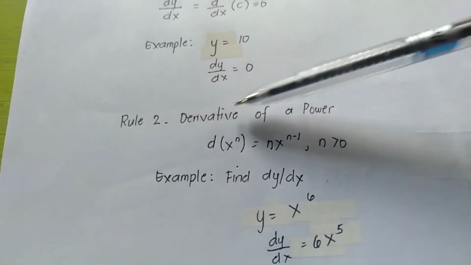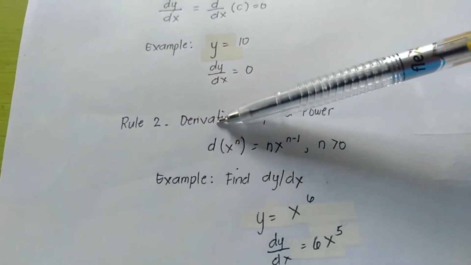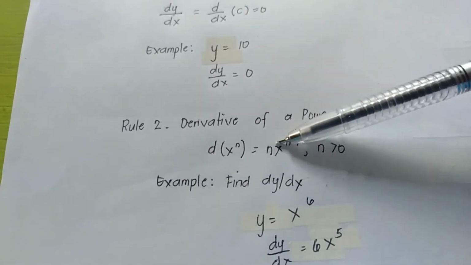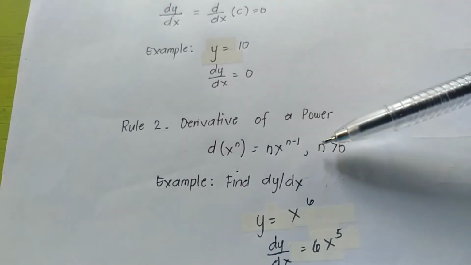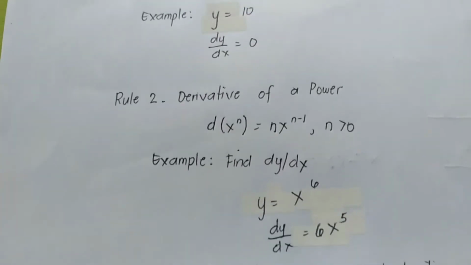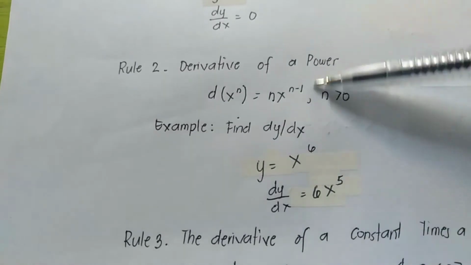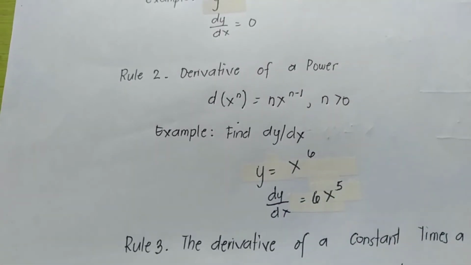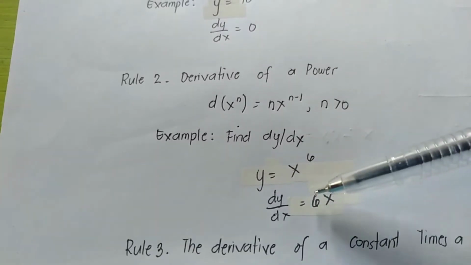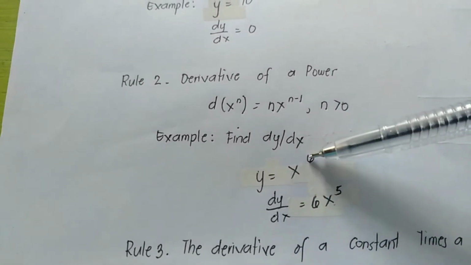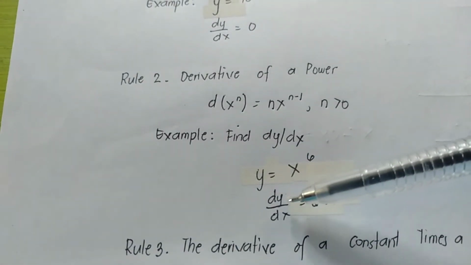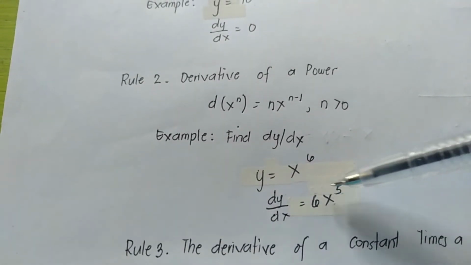Rule number 2, derivative of a power. Derivative of x raised to n is equal to n times x raised to n minus 1, where n is greater than 0. So for example, y is equal to x raised to 6. So 6 times x is 6x. Then 6 minus 1 is 5. So the derivative of y with respect to x is equal to 6x raised to 5.